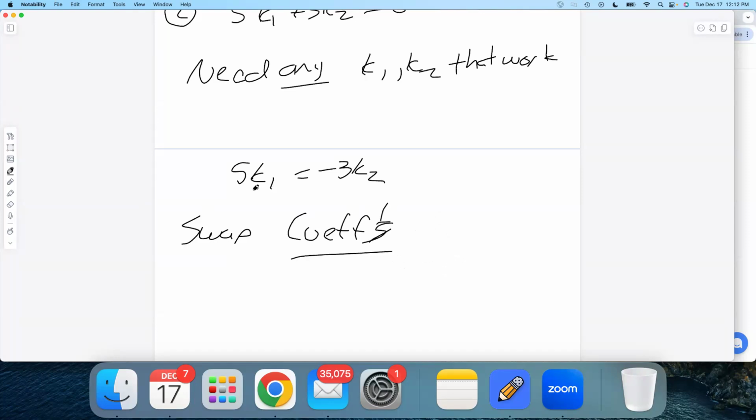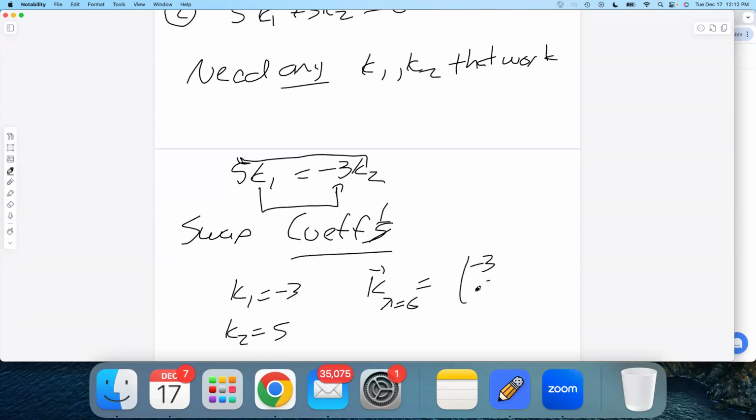Swap your coefficients. K1 must be negative 3. K2 must be 5. I switch, because now look, I would get 5 times negative 3 equals negative 3 times 5. So this eigenvector, that went with lambda equals 6, will be the vector -3, 5.